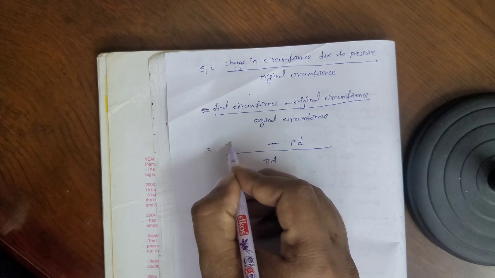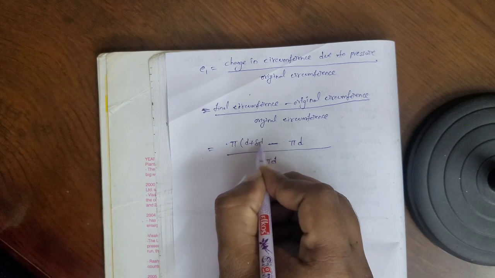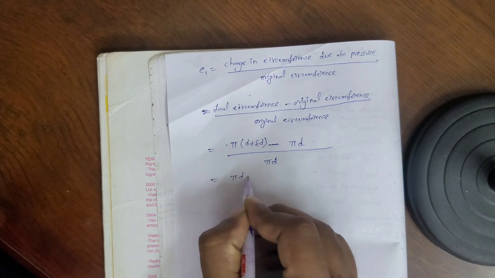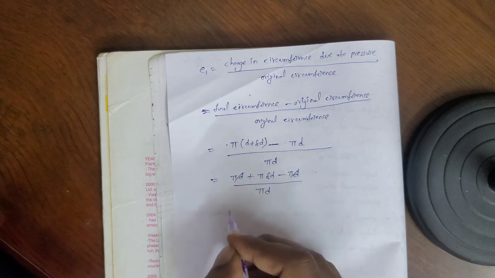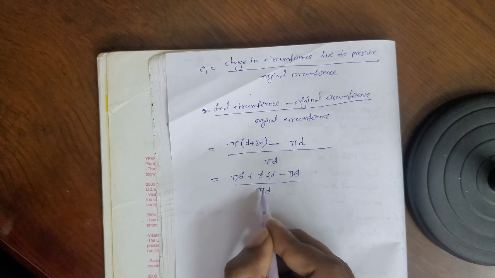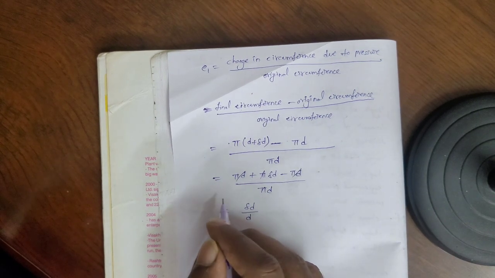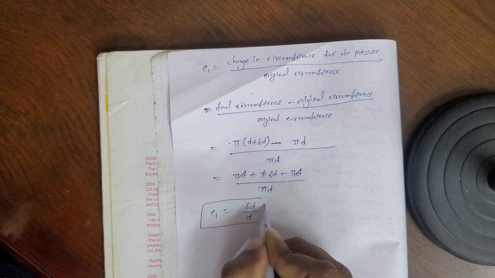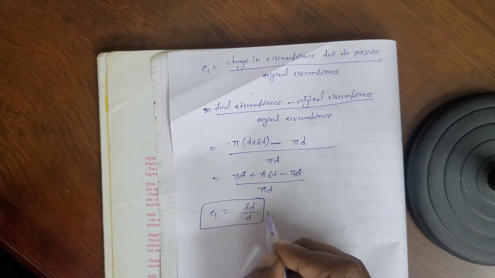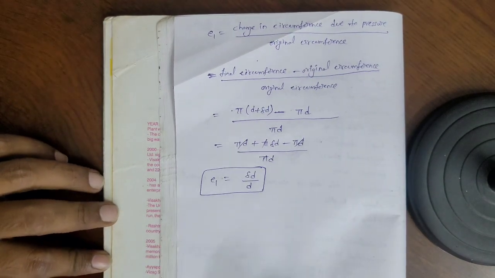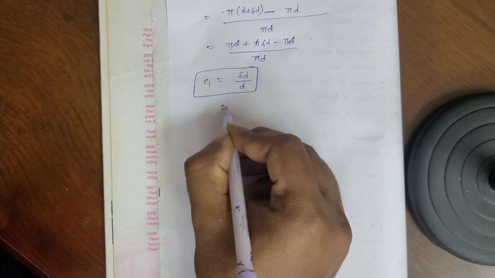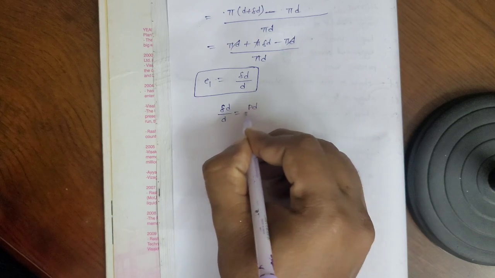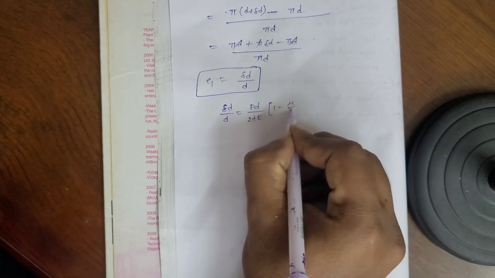The diameter will increase. So here the final circumference is taken as pi into d plus delta d. By simplifying this, pi d plus pi delta d minus pi d by pi d. Here these two cancel and pi cancels. We get delta d by d. So the circumferential strain is also given as delta d by d. By equating these two circumferential strain values, we get delta d by d is equal to PD by 2TE into 1 minus mu by 2.